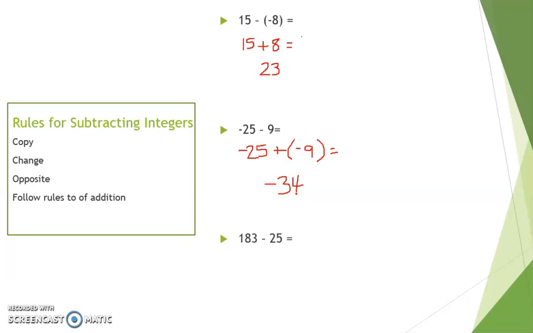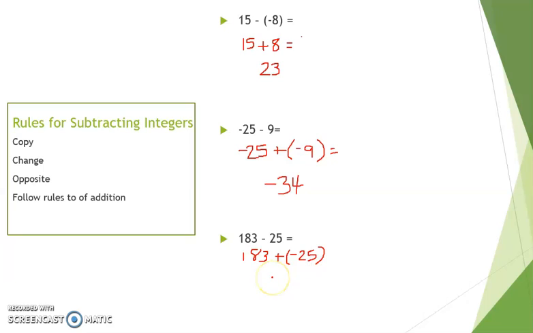And then in our final example, we have positive 83 minus 25. Following our rules, we're going to copy the first number, 83. We're going to change our subtraction sign to an addition sign. We're going to change our positive 25 to a negative 25. And then we're going to follow the rules of addition.